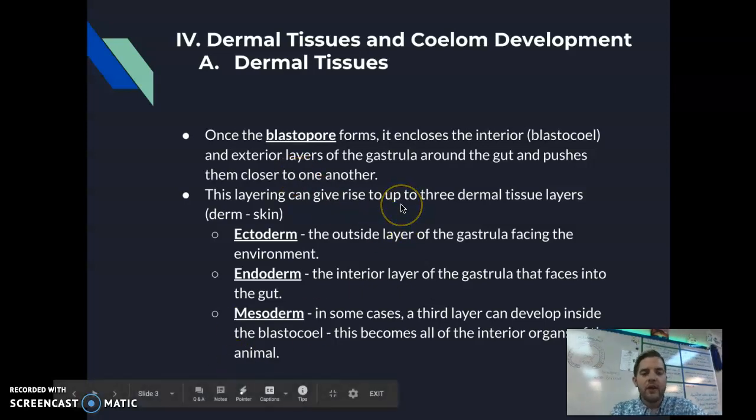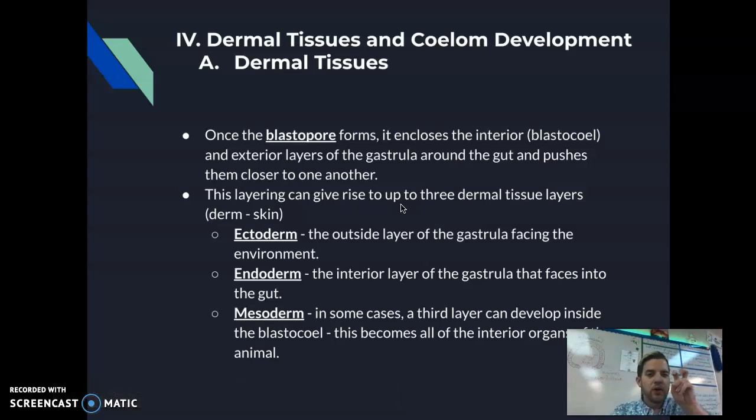So the layering gives rise to three dermal layers. Derm meaning skin, so these are three quote-unquote skin layers. You have the ectoderm, that is the outside of the gastrula that's facing the environment, so the outside of the organism, essentially. You have the endoderm, which is the inside that faces into the gut. So we have our exterior, we have our interior, which is just along the line of the gut, and then the mesoderm sometimes can form in more advanced animals.